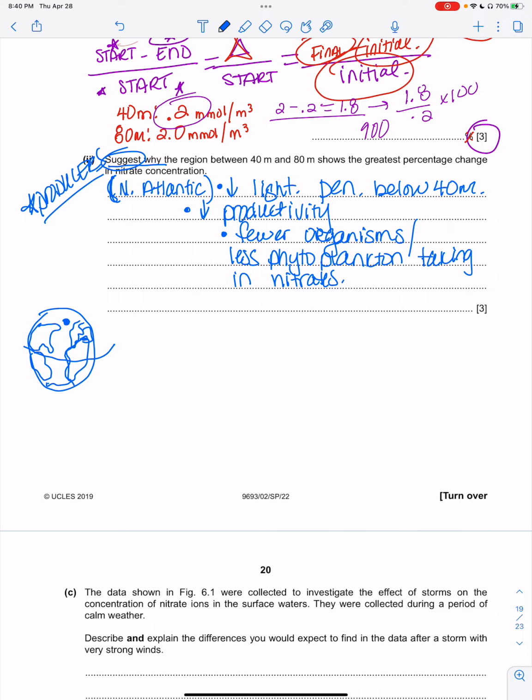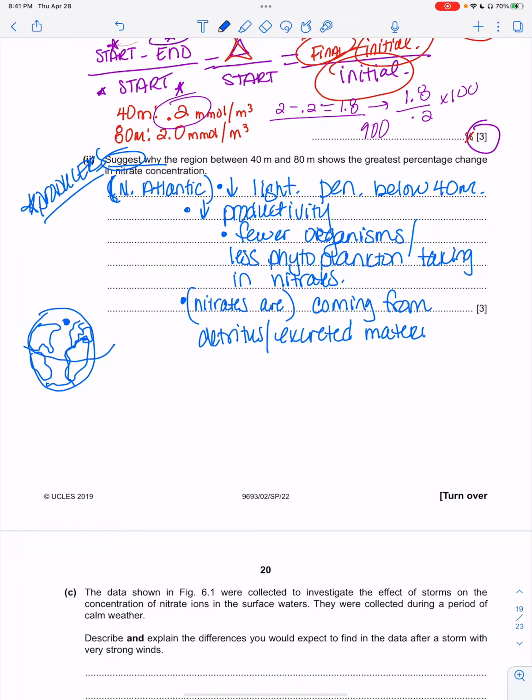And then where would it come from? I had to look this answer up. I don't know. 3 marks. Trash. Excreted material.